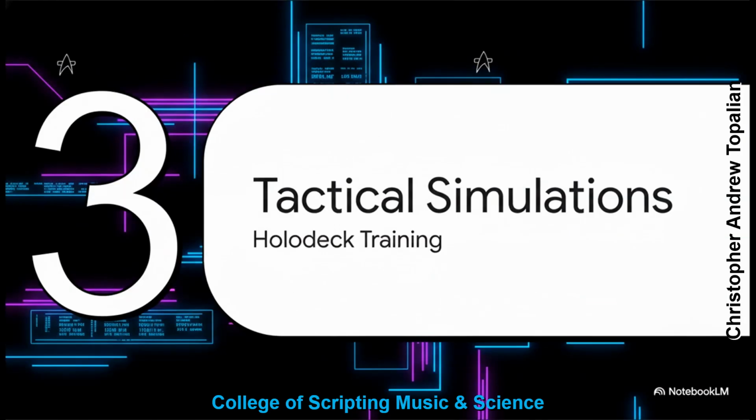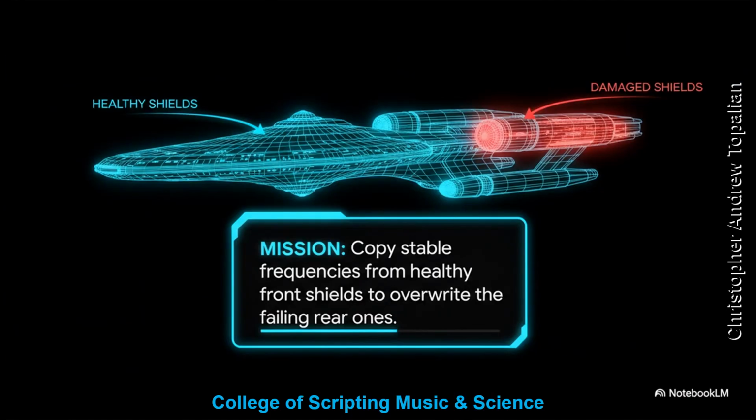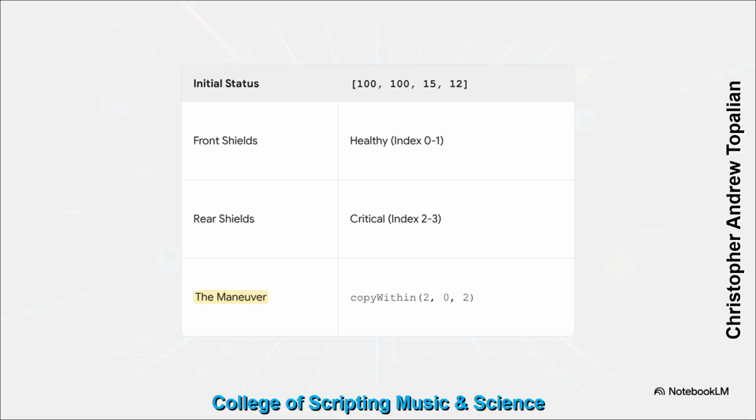Okay, enough with the theory. Let's fire up the holodeck and run some practical simulations. This is where you'll see the real-world impact of this command, but in a nice, controlled, safe environment. First simulation. The ship's taken damage. Our rear shields are failing. The harmonic frequencies are critical. The mission is to copy the stable frequencies from our healthy front shields and use them to overwrite the failing ones at the back. So, on screen you can see our shield harmonics array. The first two values, 100%, looking good. The last two, though, yikes, we're in trouble.